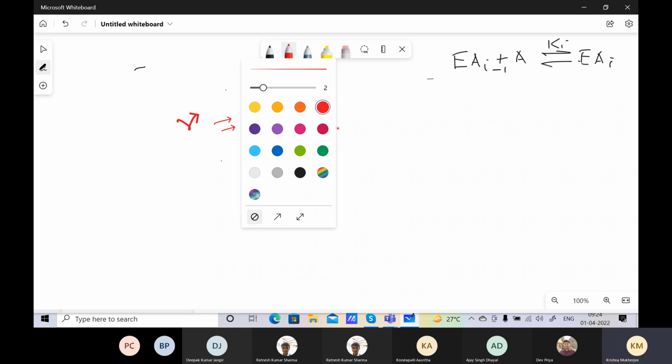I hope you remember, N minus I plus 1 upon I, right? Yes. We derived this in the last class, do you remember?